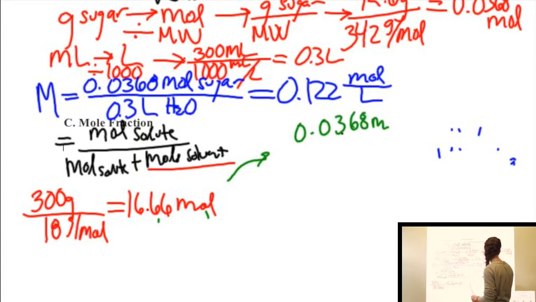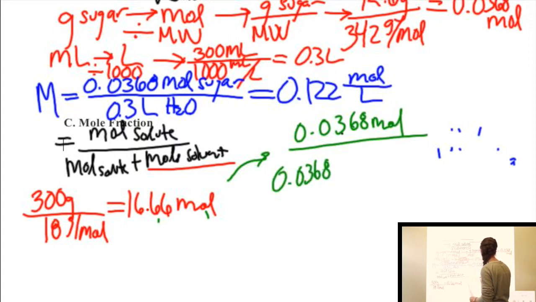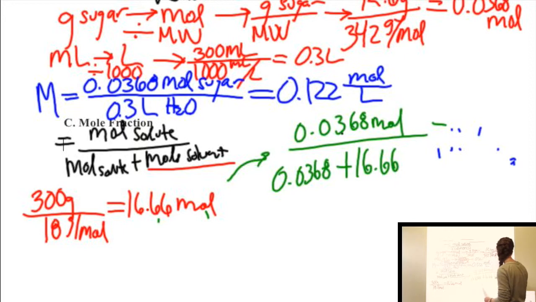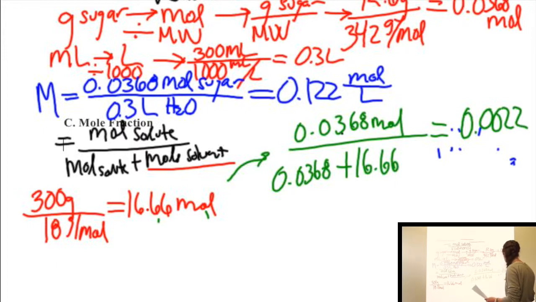So then we take that over here, we plug in, so we get 0.0368 moles of sugar over 0.0368 plus 16.66 moles of water, and we'll end up getting an answer that is 0.0022. And the key thing to remember about this is that there's no units for your mole fraction, simply because all of them cancel out, because this is moles and this is moles as well.